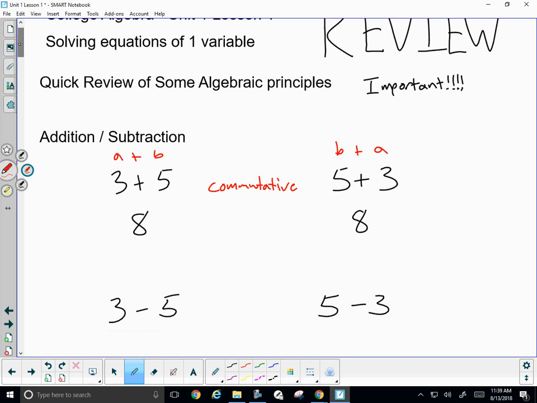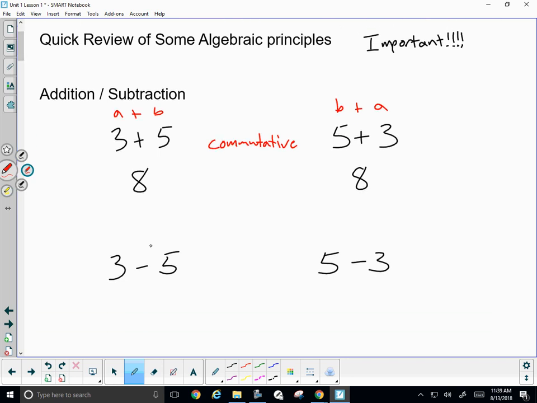I don't love subtraction because if I do A minus B and then I look at B minus A, I find that they are not the same. 3 minus 5 is negative 2, but 5 minus 3 is 2. So this is not the same, or not commutative.